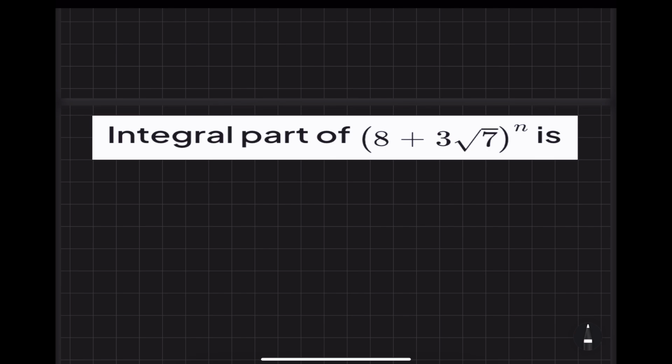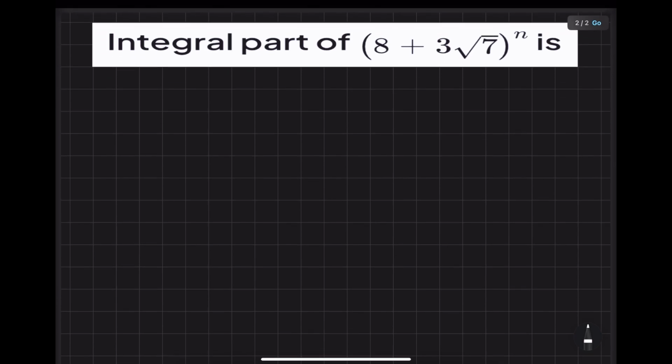So we have to comment on the first part, whether this first part is an even number or an odd number. I hope you got the rough idea. So now look at this, how we will approach these kind of questions.